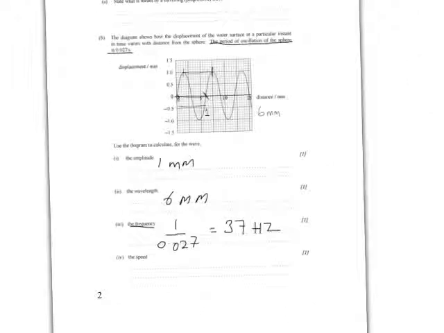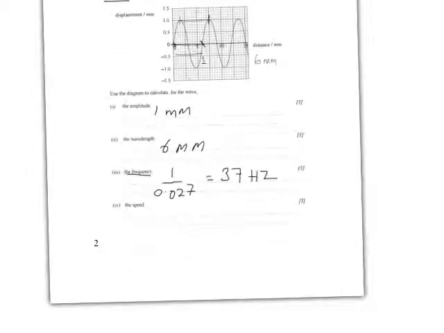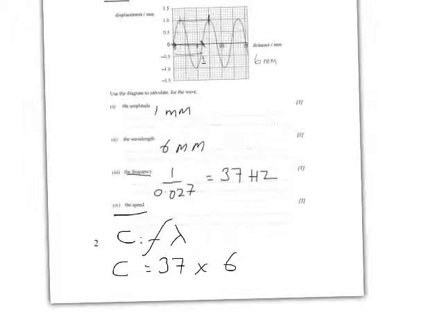To find the speed, we now use the wave speed formula. Speed equals frequency times wavelength, which equals 37 times 6, but let's convert this into meters, 6 times 10 to the minus 3, and that will give us a value of 0.22 meters per second.